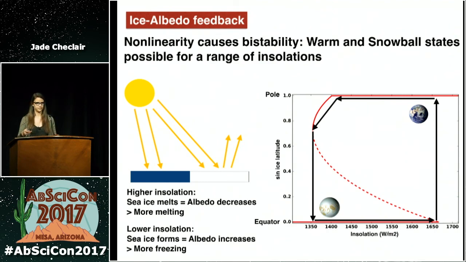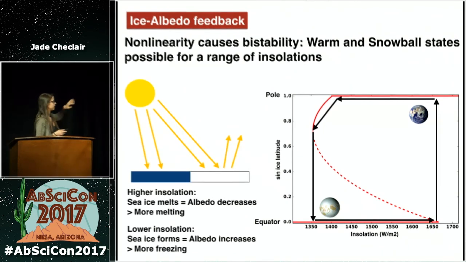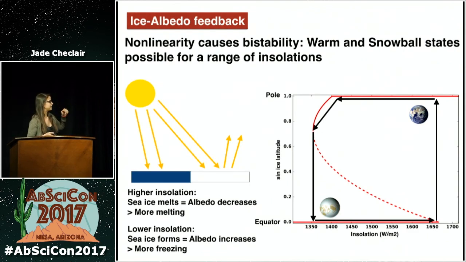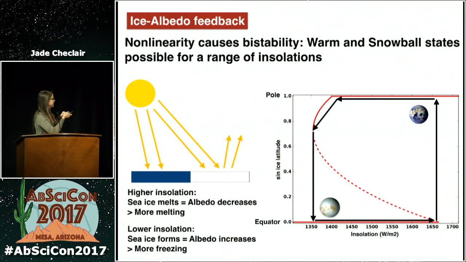Because of this nonlinearity, a planet like the Earth can have two stable states for a range of insolations. So we can look here at the plot on the right. Here the vertical axis is the sine of the ice latitude. The ice latitude is the latitudinal extent of ice on the planet, and the horizontal axis is the insolation. The solid lines represent stable states and the dashed line unstable states. So if we start at the top right with a planet like modern Earth in its warm state, and we decrease the insolation, eventually it will jump into a snowball state right there.